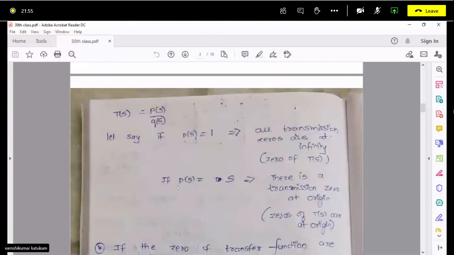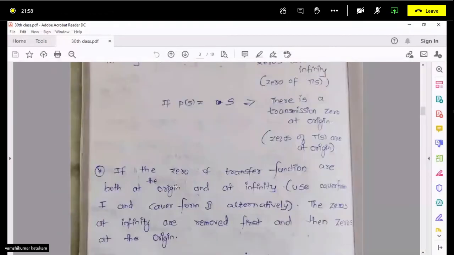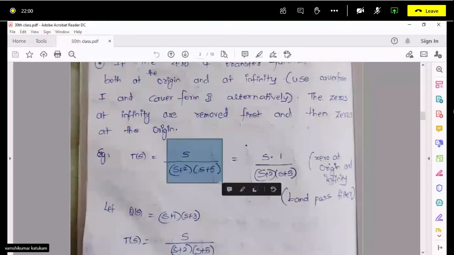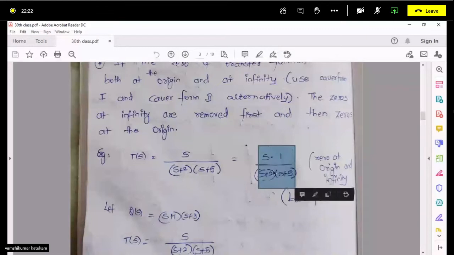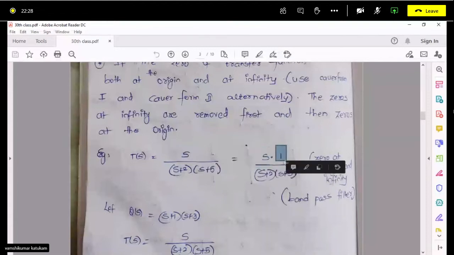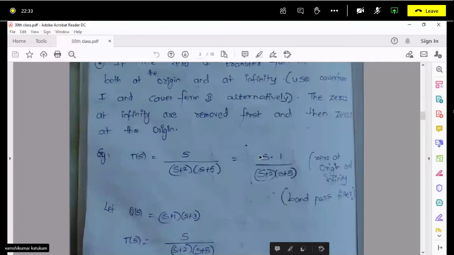But the third case, if you take s into (s plus 2) into (s plus 5), the numerator degree is 1 and the denominator degree is 2, but one more zero is possible. That zero is present at infinity, and we will consider that as infinity. So this is the third case: you have one zero at origin and one zero at infinity.